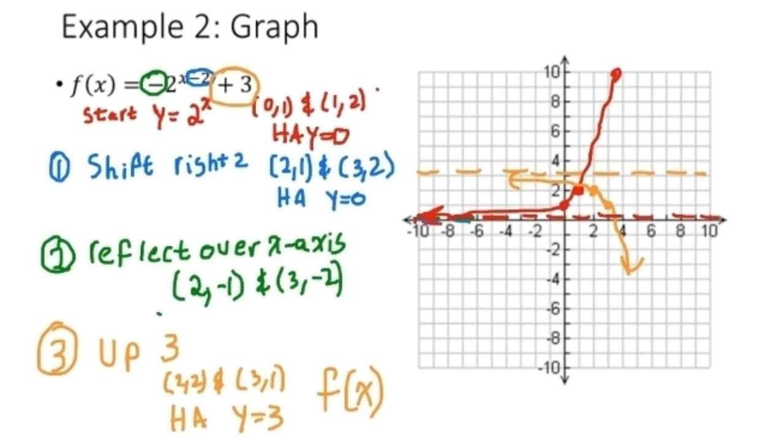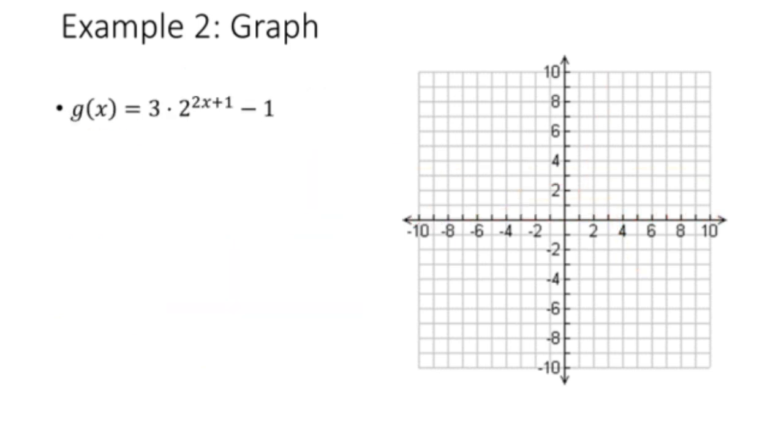Now you can see our end result when compared to our starting graph a little bit more clearer. Next, we're going to graph g of x equals 3 times 2 to the 2x plus 1 minus 1. Just like in the last problem, notice that the base of the exponential expression is 2. So just like in the last problem, we're going to start off with the graph of y equals 2 to the x, and we're going to keep track of the points (0, 1), (1, 2), and our horizontal asymptote.